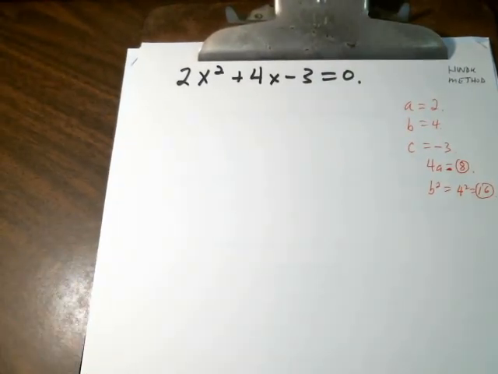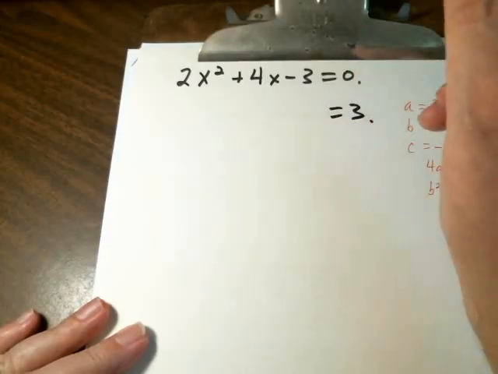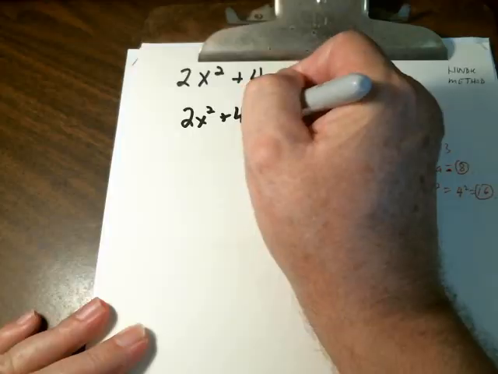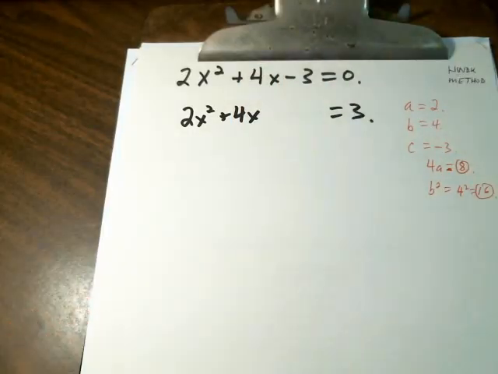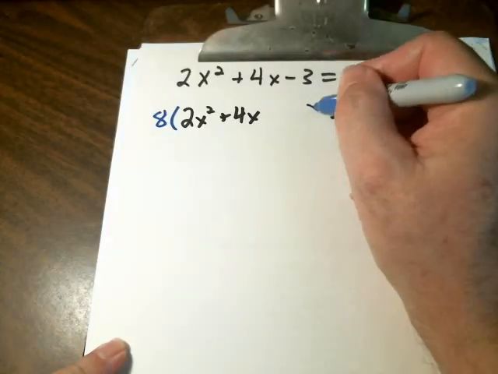Next in line of the steps is to transpose the 3 over to the right side. Left side, let's leave a little space here, and multiply both sides by 4a. Well, 4a in the problem we calculated to be 8. So therefore we're going to multiply both sides by 8.